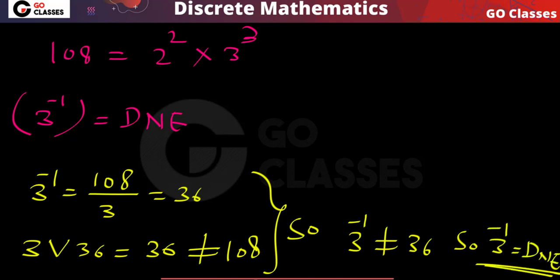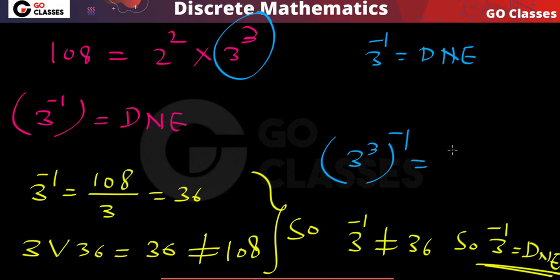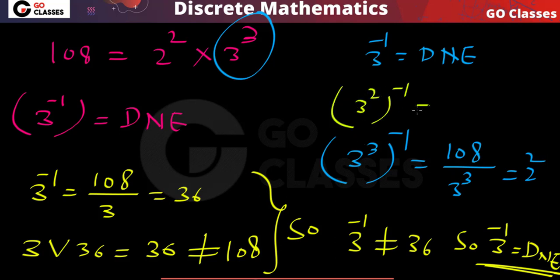Remember, the complement of 3 does not exist. But for this whole thing there will be a complement. If I ask you the complement of this whole thing, that will be 108 divided by 3 power 3, which means 2 power 2. But the complement of 3 power 2 does not exist. So for this complete thing there will be a complement.